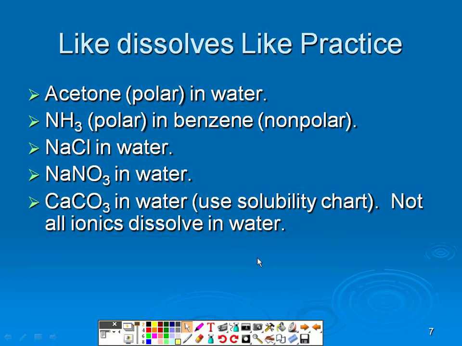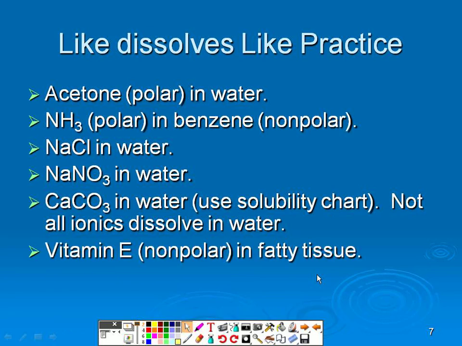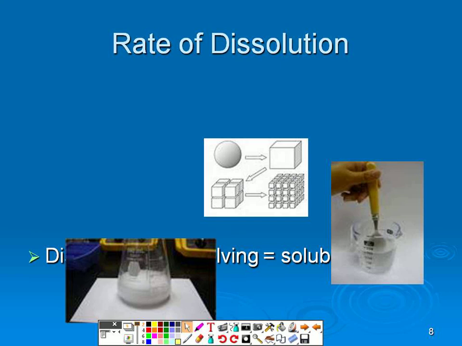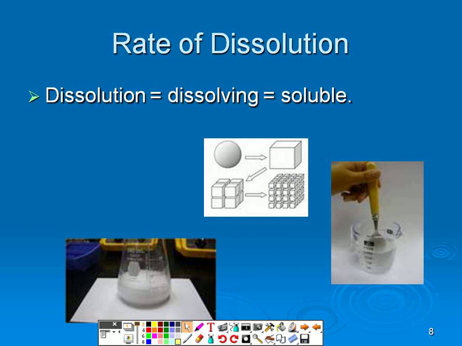Calcium carbonate in water. I know it's an ionic compound, but here we have to refer to the solubility chart, and chalk is not soluble in water. That grocery store lab keeps coming back to haunt you. Vitamin E is nonpolar. That means it's soluble in fatty tissue, which is not a good thing. It means it can build up and you may never get it out of your fatty tissue. Vitamin C, however, is polar. It's water soluble, so if you take too much vitamin C, you're just going to urinate it out.